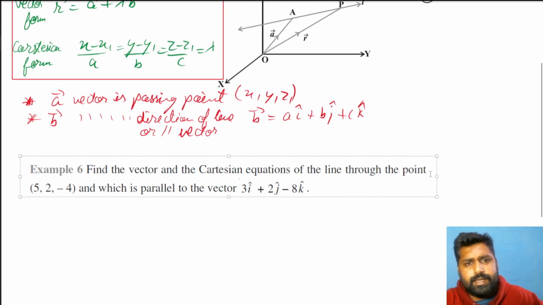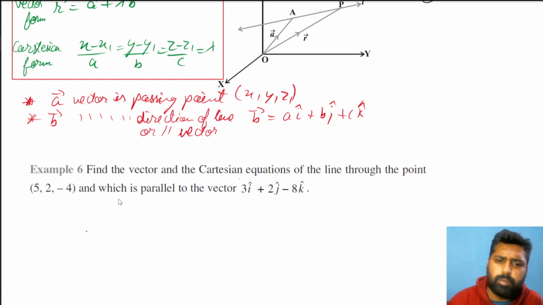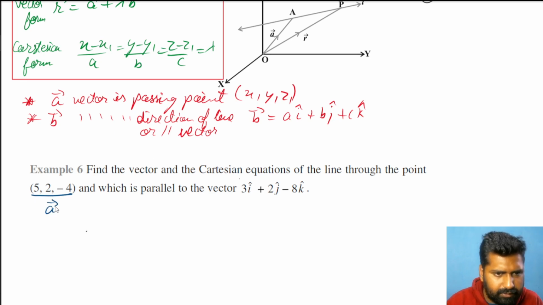The question says that you have to find the vector and Cartesian equation of the line. They can give you anything. You should be comfortable with both. Vector form is very easy. First of all, your passing point, that's your A vector. In order to convert this into vector, you introduce i j k with 5, 2 and minus 4. B is already in the vector form, so B vector.